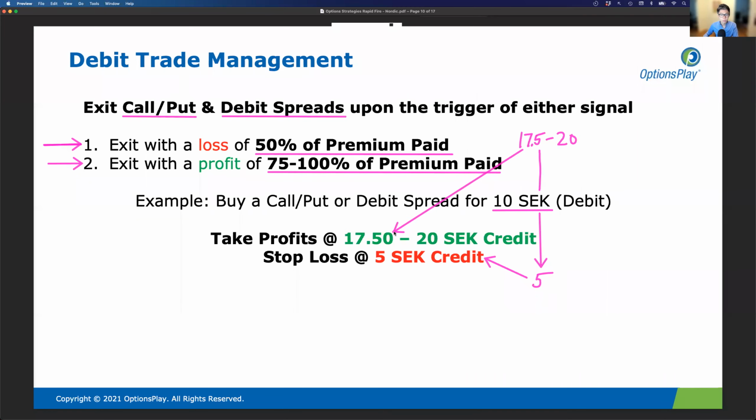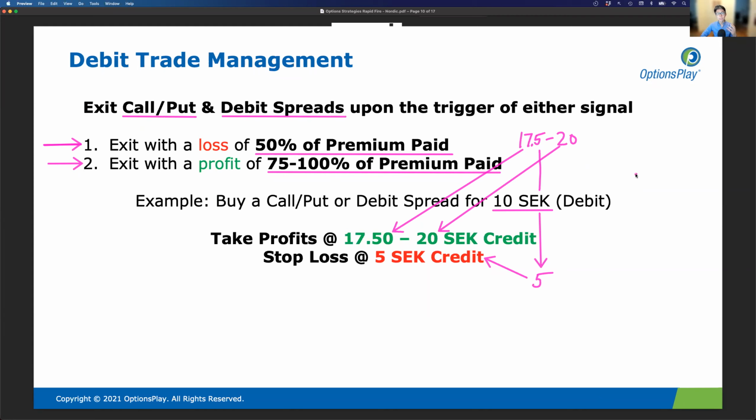And that is where I would want to take profits at 17 to 20 crowns, which is 75 or 100% of the premium that I've paid. So those are the general rules of thumb that you should utilize when you're buying a call or a put or trading a debit spread, as to where you might want to place your stop loss and your limit orders, so that you're able to take profits and cut your losses, so that you're not just holding on to a trade hoping. You should never hold these trades to expiration.